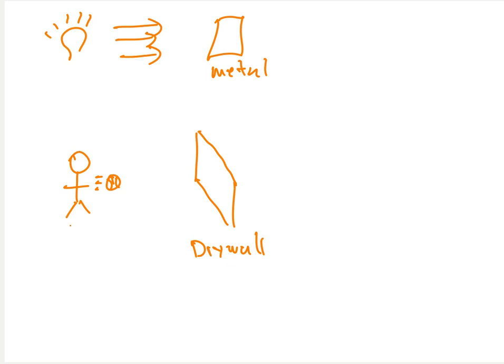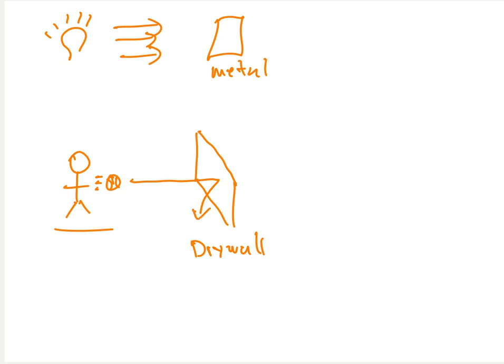Now, not to feed into any of these stereotypes, but I am not very good at throwing a ball. So if I throw a tennis ball at this drywall, what do you think is going to happen? Of course, it's probably just going to bounce off. So this ball is going to come in, hit the drywall, and then just bounce off the floor.